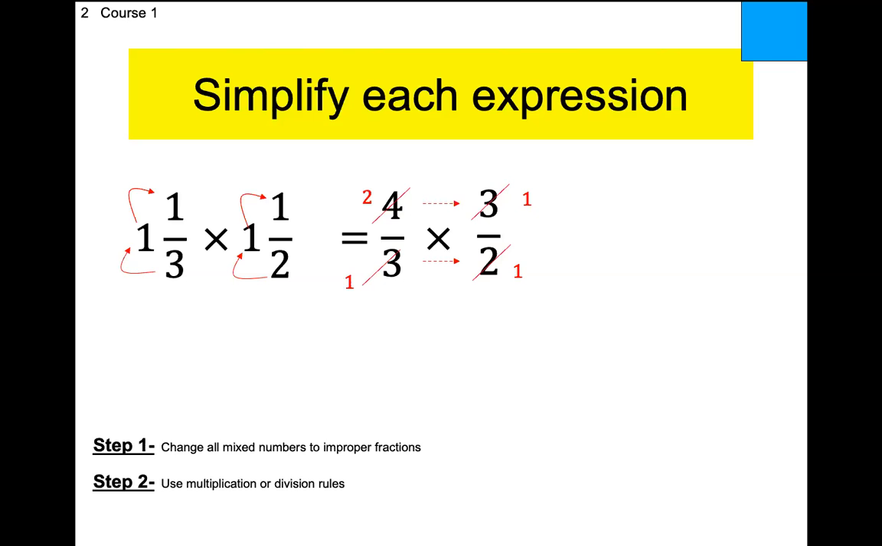Multiply straight across. 2 times 1 is? 2. 1 times 1 is? 1. So the final answer is? Just 2. Okay, final answer is just plain old 2. That took forever. So clearly, I don't want to give you 40 of these tonight for homework because it will take forever.